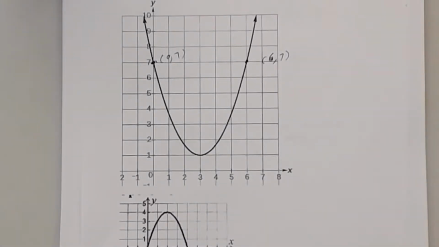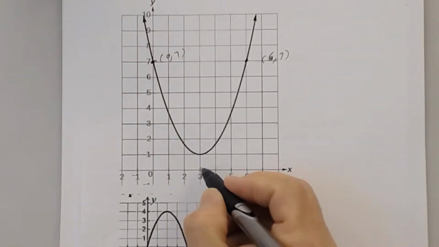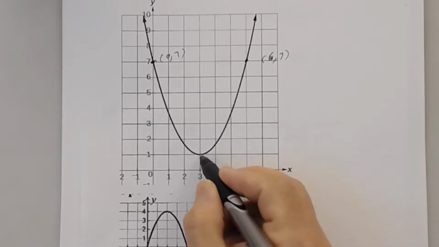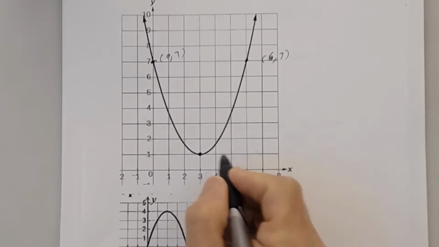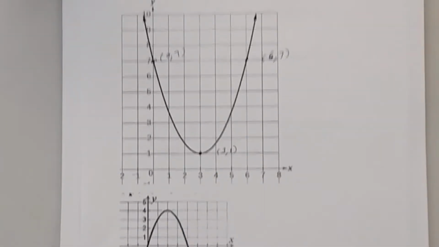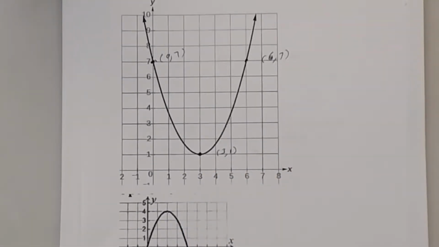So when x is 6, how many y values did I have? 1. All right, let's look at this one. X is 3. When x is 3, right here, what is that y value? 1. When x is 3, my y value is 1. When x is 3, is that y value 1 the only y value I have? Yes.